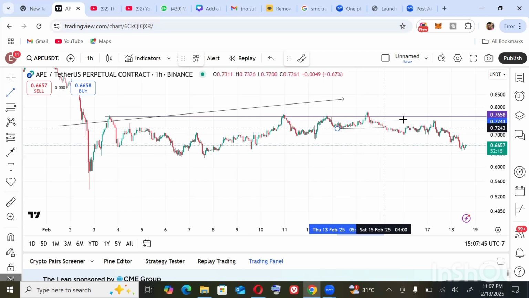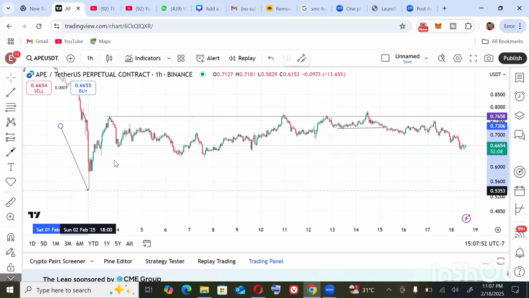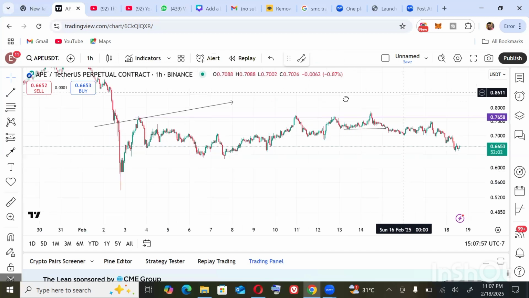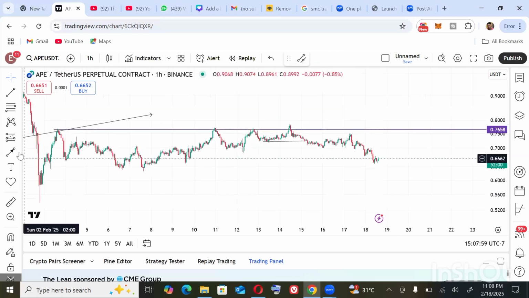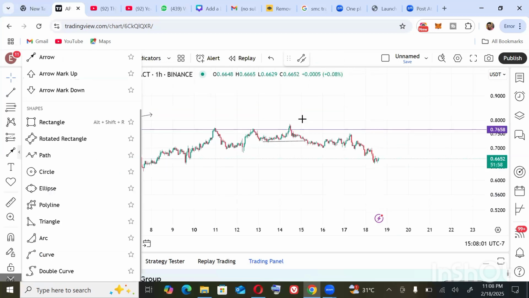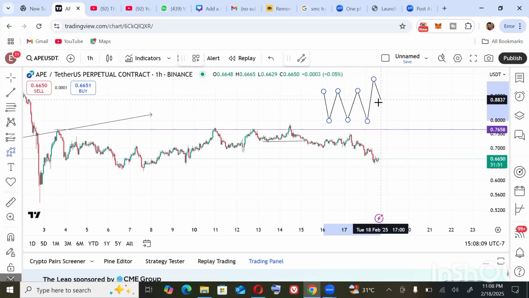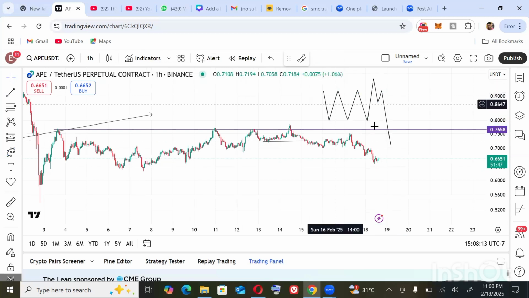Now, how do we further validate that this is a break of structure and price wants to start falling to come back to this initial low? It's very simple. We're going to wait for a consolidation to occur. Now, a consolidation is going to be like this. Consolidation is going to be like this. We want to see this pattern appearing somewhere around this area.